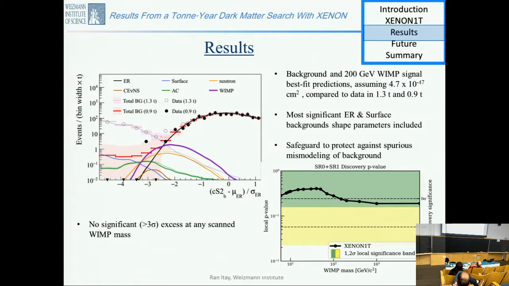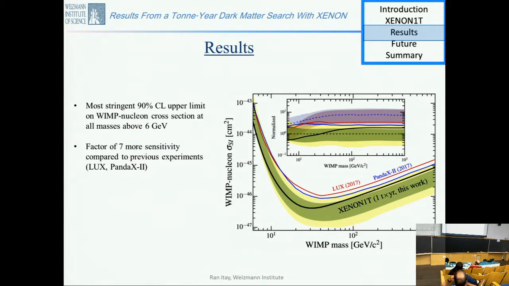So this is really no significant excess at any scanned WIMP mass, less than 3 sigma. The way you do that, you decide a priori what your threshold is. If you don't pass the 3 sigma, then you produce an exclusion limit. If you do pass the 3 sigma, then you produce your confidence level contours. This is for coverage reasons.